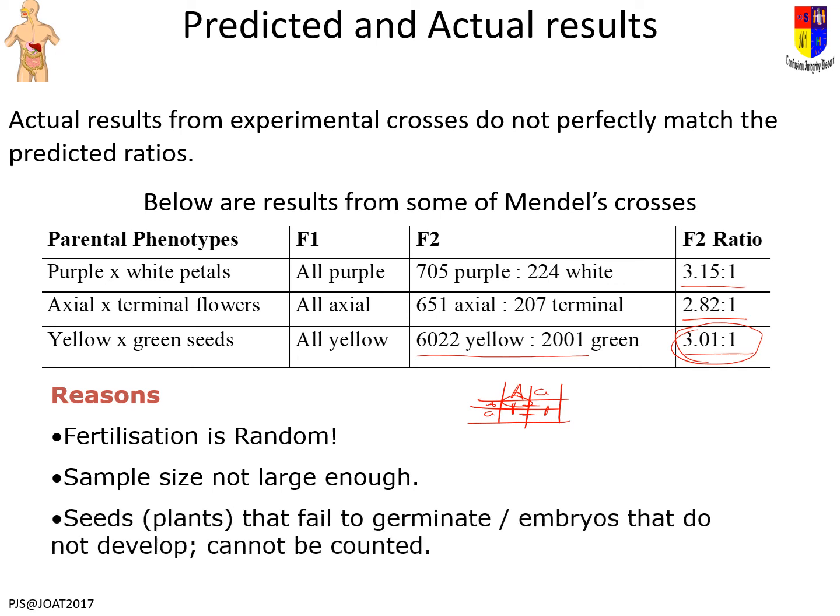Quite often they don't make it, so they can't be counted, and they might fail to germinate if they're seeds, or they might die before you can actually count them. So if you have a plant that didn't make it, that's exactly the same thing as not being able to count what its real thing was in terms of phenotype.